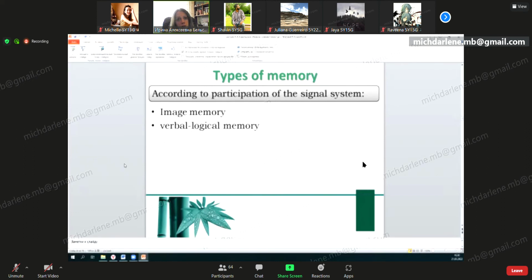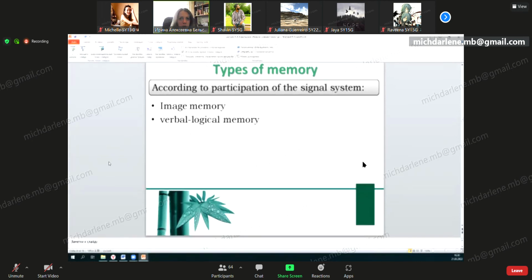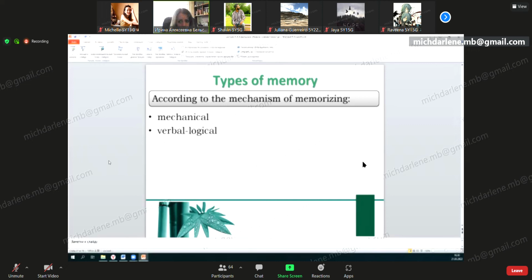Also, we can classify memory according to the mechanism of memorizing. According to this mechanism, we can speak about mechanical and verbal logical memory. Mechanical memory is mechanical memorizing of information, for example, phone numbers or material without support of semantic associations, and so on. And verbal logical memory is when the patient memorizes the information with support of semantic meaning and internal logical connection. When we try to understand the principle of this activity or this information, you will remember it according to the main logical association.